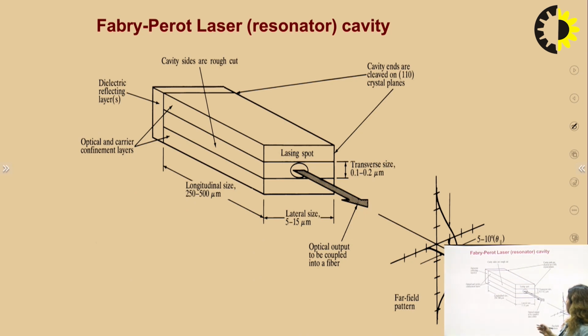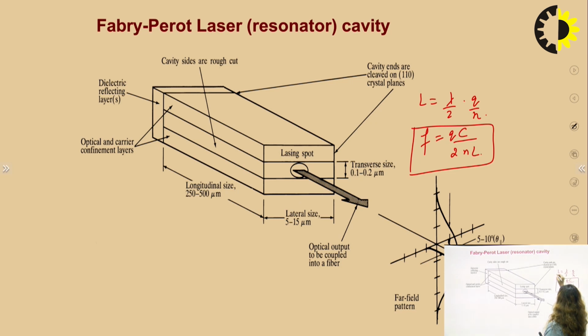So with this Fabry-Perot cavity we can calculate many things. That is, L is equivalent to lambda by 2 multiplied by q by n. Also we can find out F, which is qc upon 2nL. If you put lambda equal to c by F, you can calculate the value of F, that is, the frequencies in the Fabry-Perot resonator.